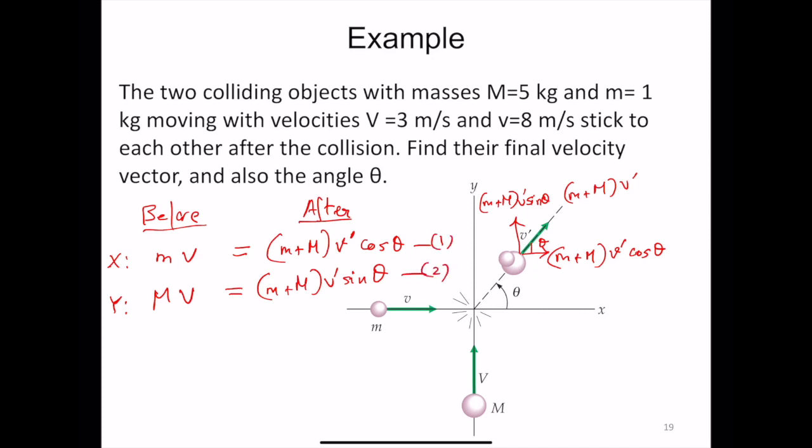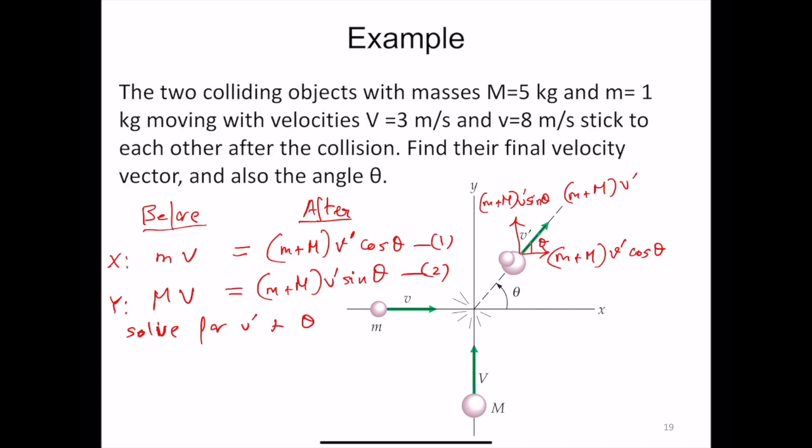How do we algebraically solve equations 1 and 2 for v prime and theta? How do we get our two unknowns? Think about that for a moment and see if you can come up with a very quick way of solving for theta. Did you figure it out?